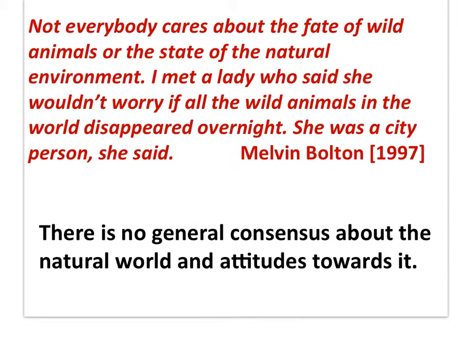Interestingly, there is no general consensus about the natural world and attitudes towards it. You can see in this quote that not everyone cares about nature or the conservation of species. Not everybody cares about the fate of wild animals or the state of the natural environment. I met a lady who said she wouldn't worry if all the wild animals in the world disappeared overnight. She was a city person, she said.